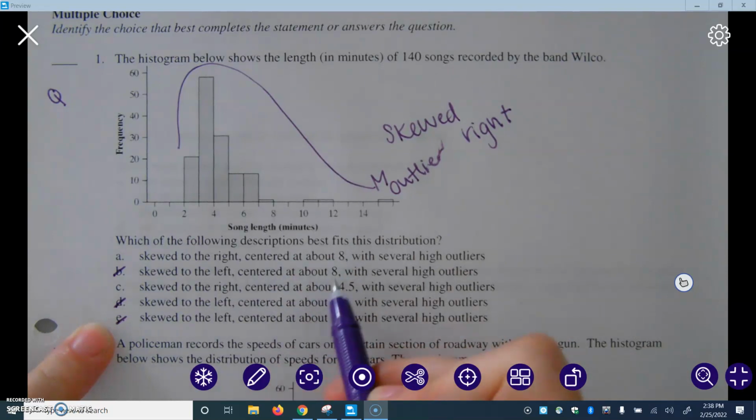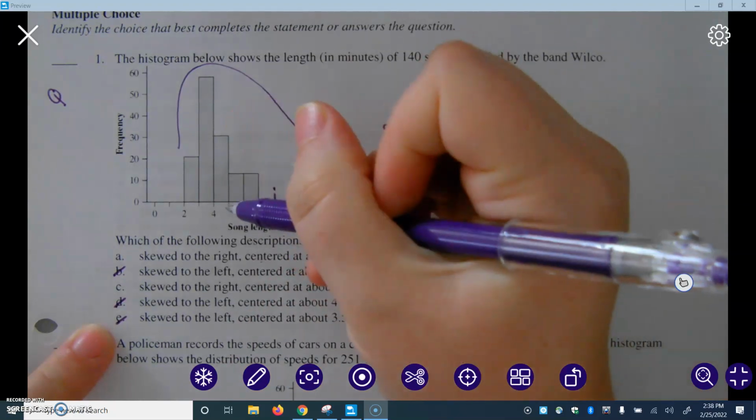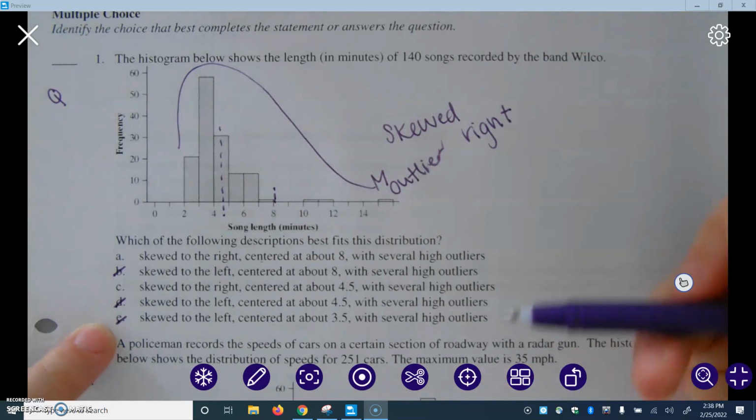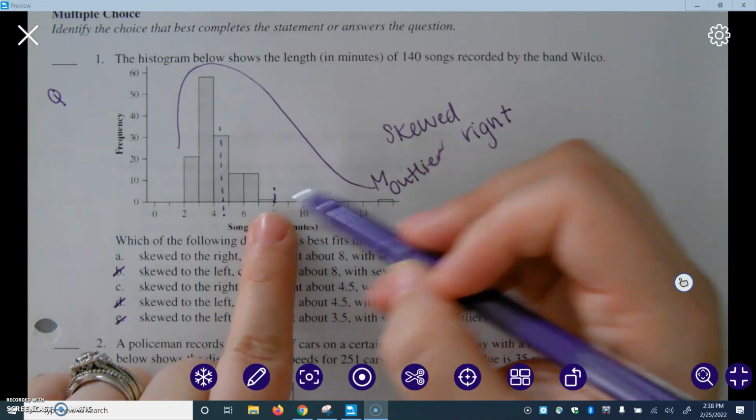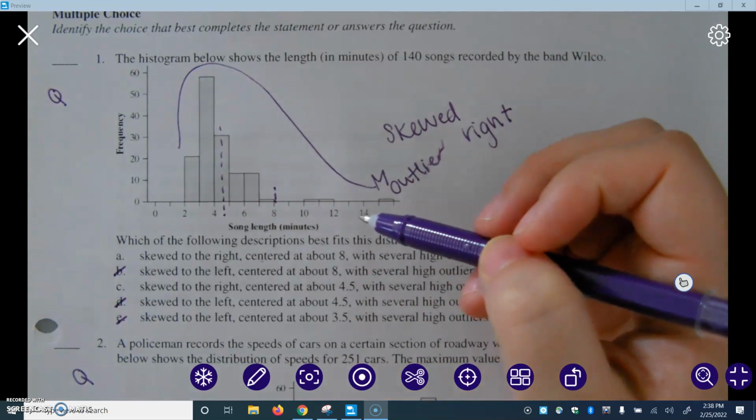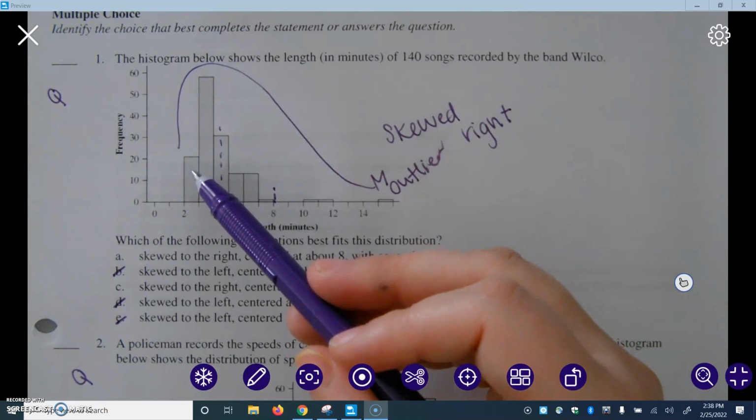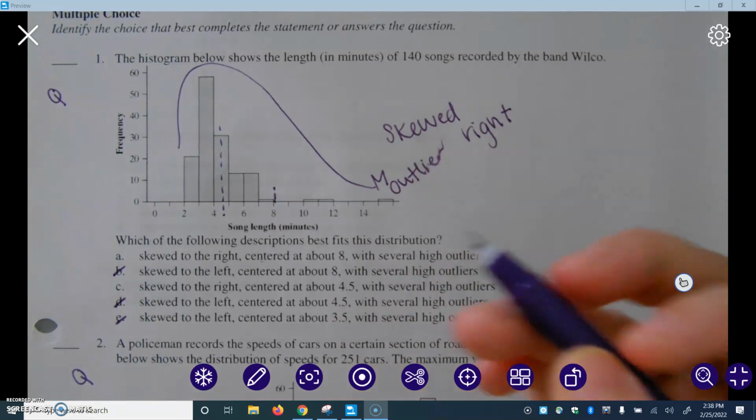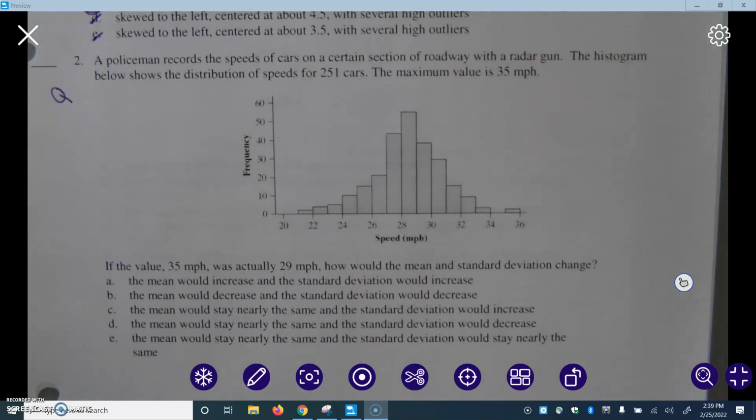So now we have to compare the centers. Centered at about 8. So do we think this is the center, or do we think this is the center? So 4.5 looks like the best center. 8 does not look like it has the same amount of data on the right and on the left. And usually with a histogram, when we're talking about the center, we're referring to the median. We cannot calculate the exact mean because we don't know what these numbers exactly are. So C. All right, read question 2 and see if you can pick the best answer.